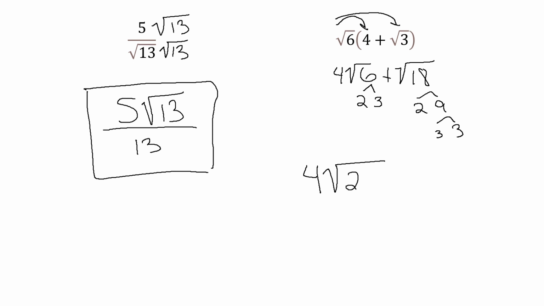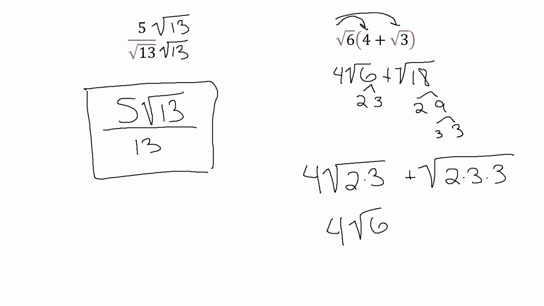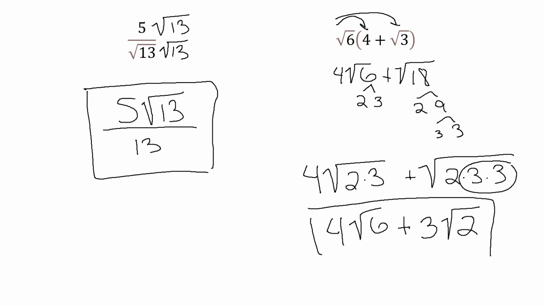And because I have square roots, I need to look for any pairs that I have. There's no pairs in this first term, so it's going to stay 4 square root of 6. Nothing matches to pull out. However, in this last one, I have a pair of 3s. Those pair of 3s are going to pull out as 1. Square root of 3 times the square root of 3 is 3. And that leftover is going to stay in.